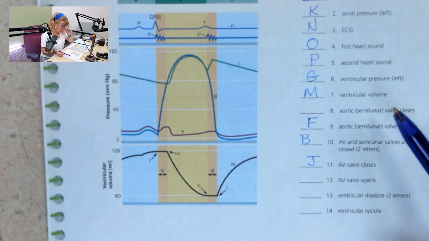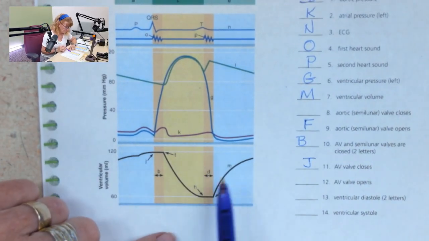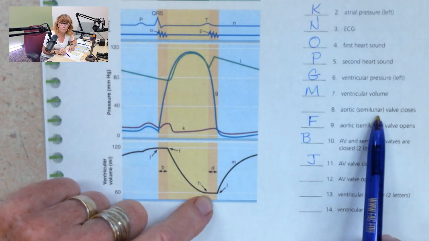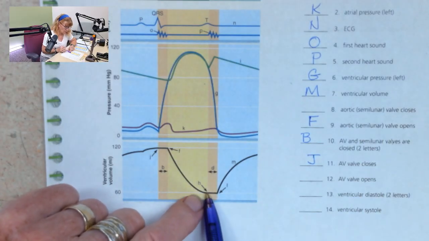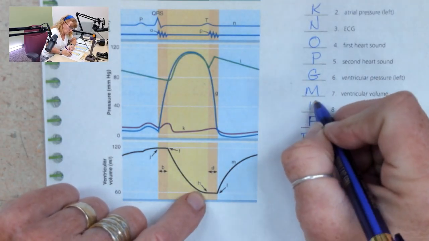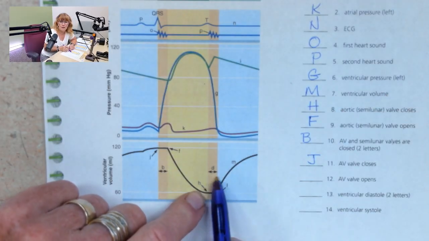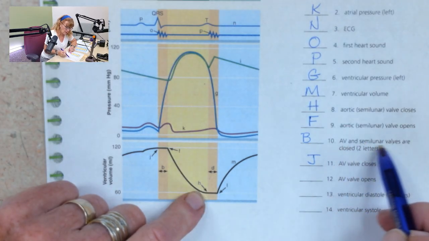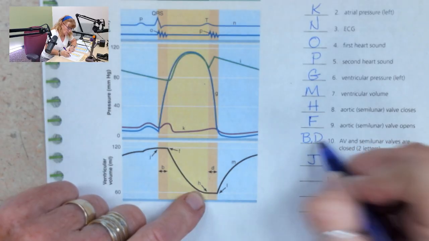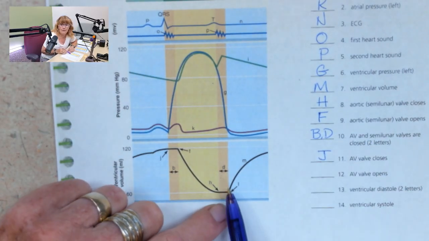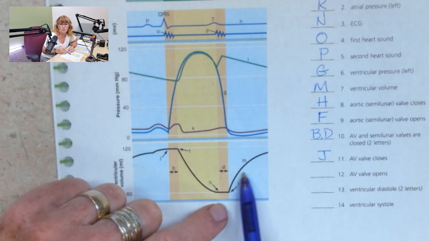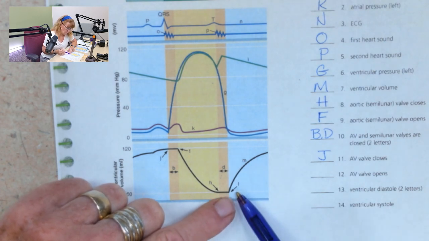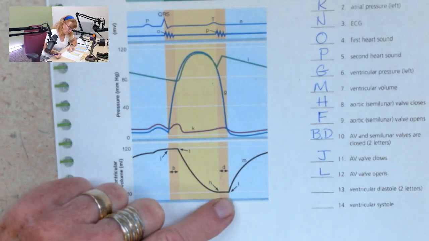All right, then we're going to come down here to when the aortic semilunar valve closes. So we're going to close it right here at H. And then we're going to have D, that isovolumetric relaxation period, when the AV and semilunar valves are closed. So that's going to be D right there. And then we want to open the AV valve so that the blood can return back into the heart or into the ventricles. And so that's going to be letter L, where the AV valve opens again.